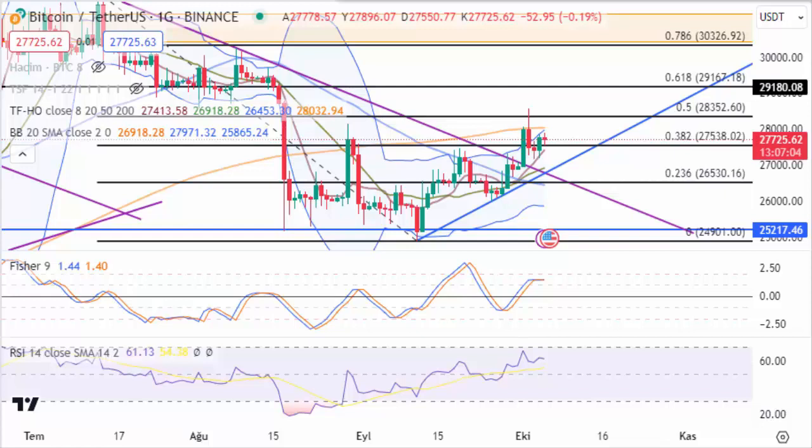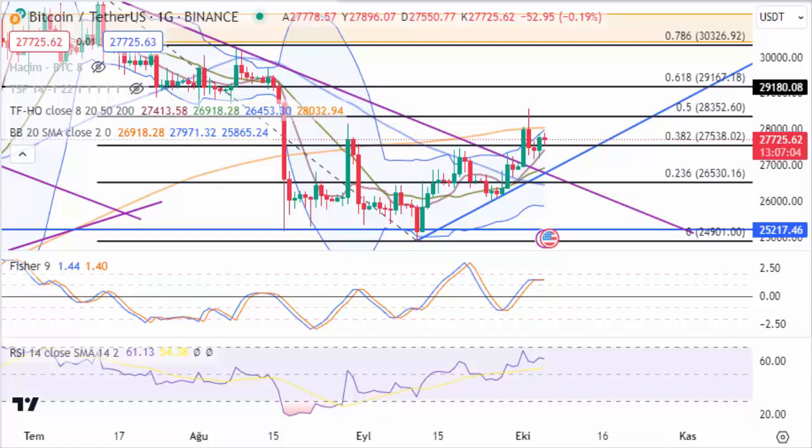Continuing with Fibonacci levels, we draw a Fibonacci retracement from $31,804.20 to $24,901. The price is currently above the 0.382 Fibonacci level, and as long as it stays above this level, it could continue to rise. Our sequential targets here are $28,352, $29,167, and $30,326.